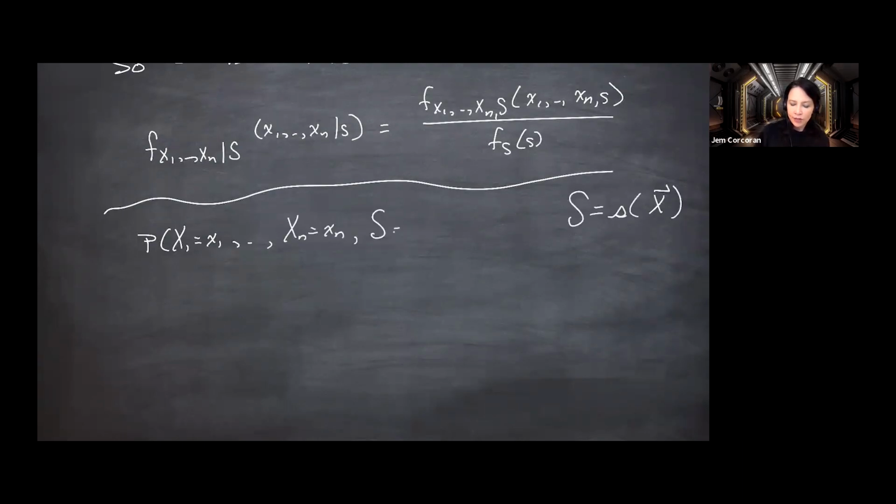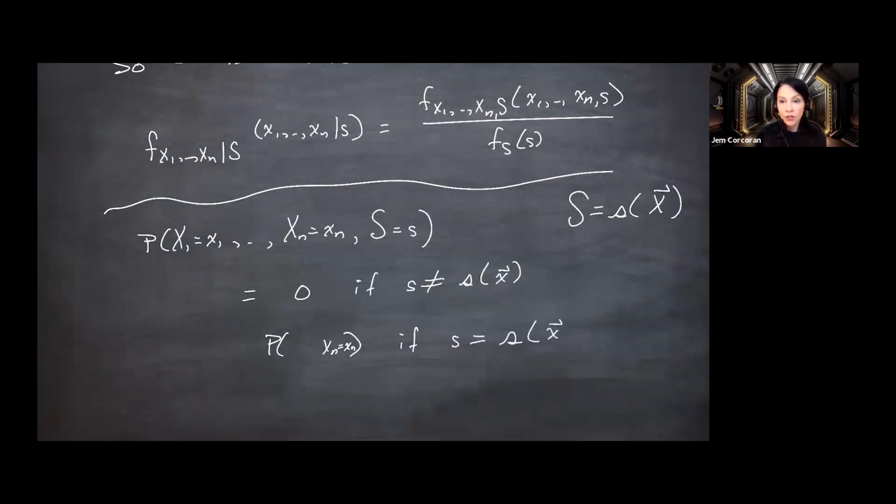If you've got S equals some little s, this is always going to be 0 if little s is not equal to the function of the little x's. And it's always going to be just the probability for the x's if little s is equal. So really, showing that a statistic is sufficient, especially when you have a random sample, all comes down to this.